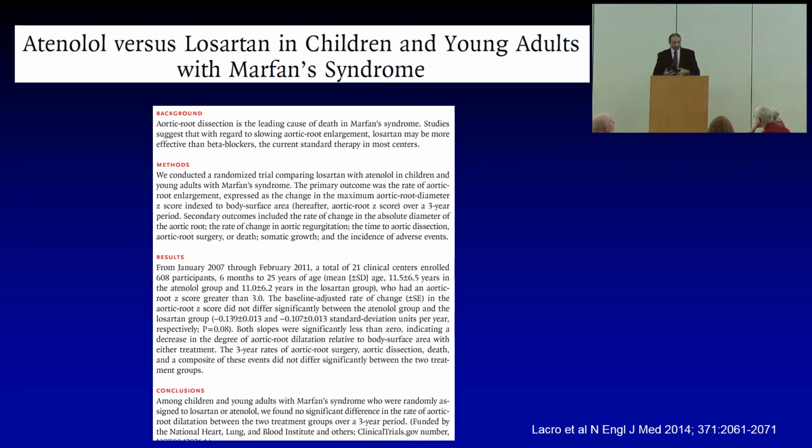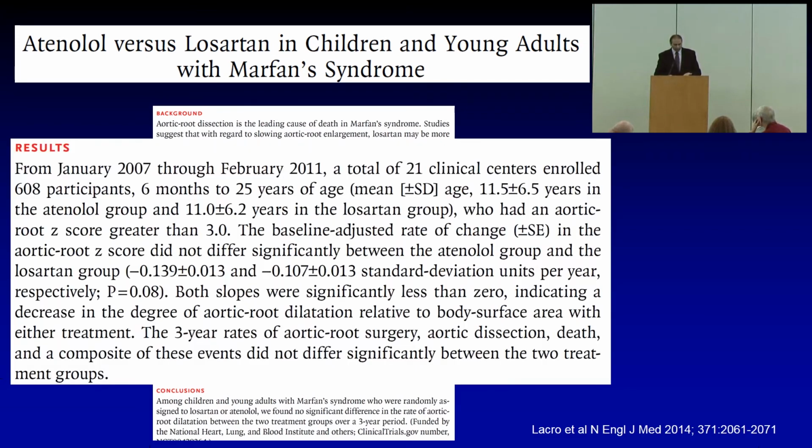At the end of the trial, the results were a little bit surprising because Losartan didn't really show the same effect that was seen in the mouse models or the smaller trials done before. So this came as a bit of a disappointment for the community, who have been doing this work for quite some time.